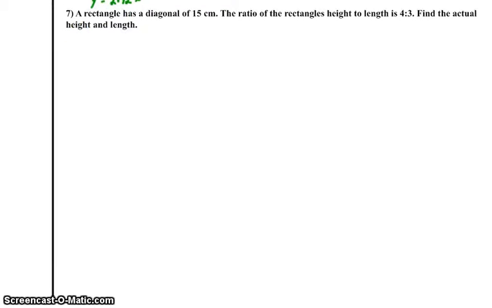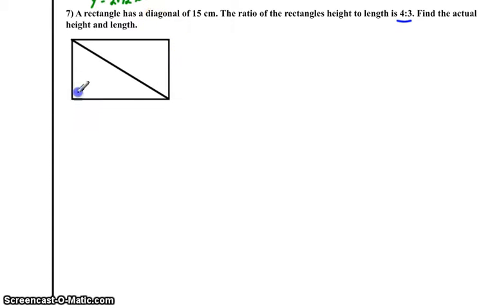Number 7. A rectangle has a diagonal of 15 centimeters. The ratio of the rectangle's height to length is 4:3. That sounds important. Find the actual height and length. This is a little confusing, so let's draw a diagram first. Here's my rectangle. Again, rectangles have those right angles with a diagonal. The diagonal is 15 centimeters. And then it says the ratio of the rectangle's height to length is 4:3.